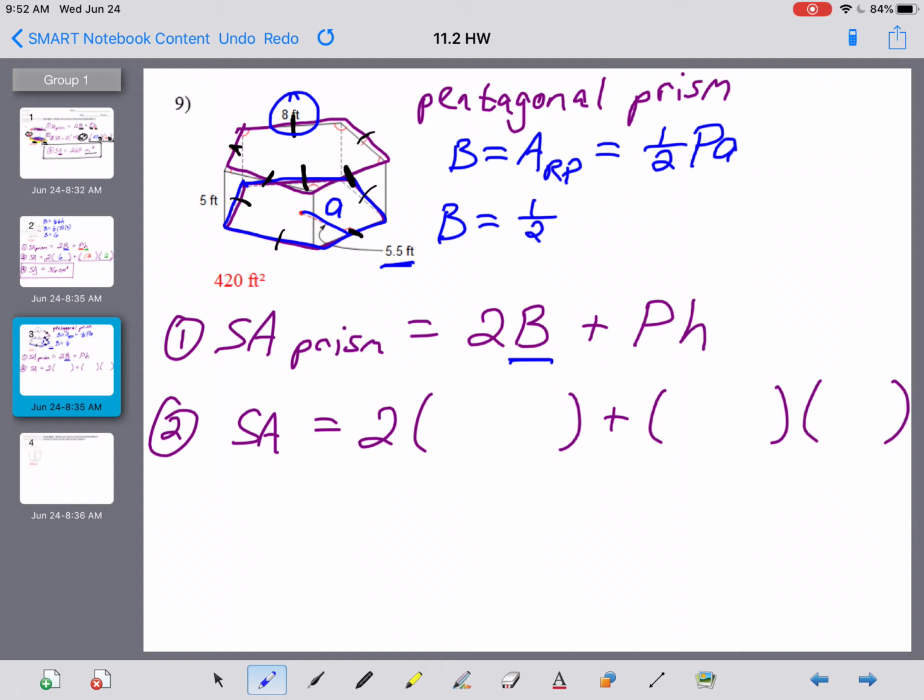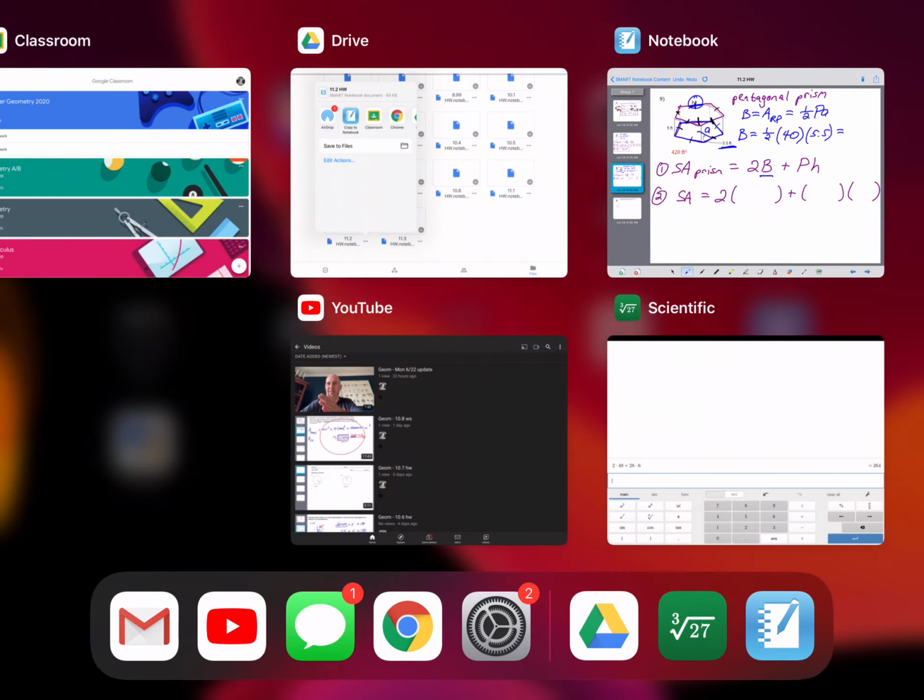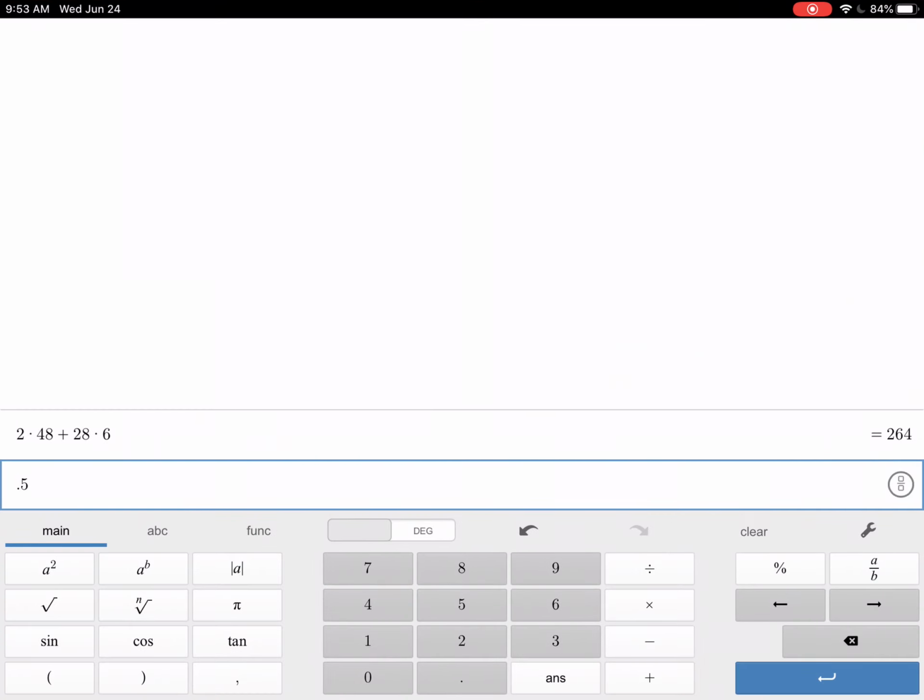So the area of our base is 1/2 times our perimeter. Well, if each side is 8, and there's 1, 2, 3, 4, 5 of them, we would just take 8 times 5 to get 40 for the perimeter of our pentagon. And the apothem was given to us right here as 5.5 feet. So I'm going to go to the calculator here. I'll do this with you guys, and we're going to multiply out a 1/2, so that's 0.5, times a perimeter of 40, times an apothem of 5.5, and that gets us 110 for the area of that pentagon.